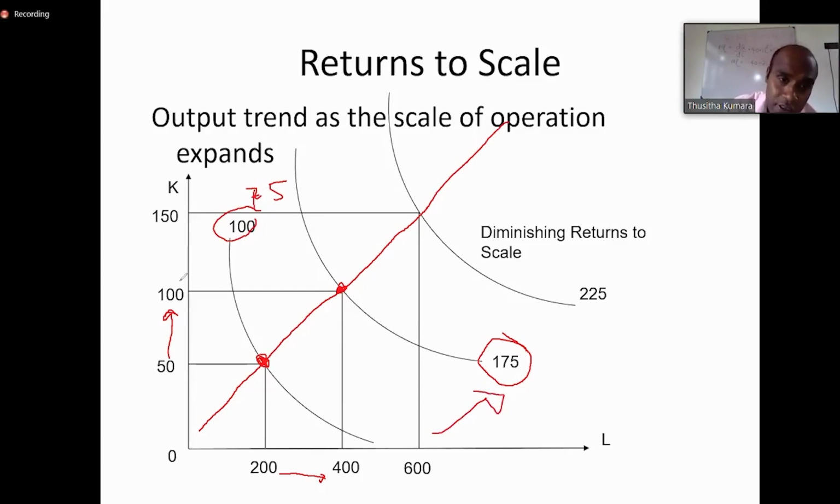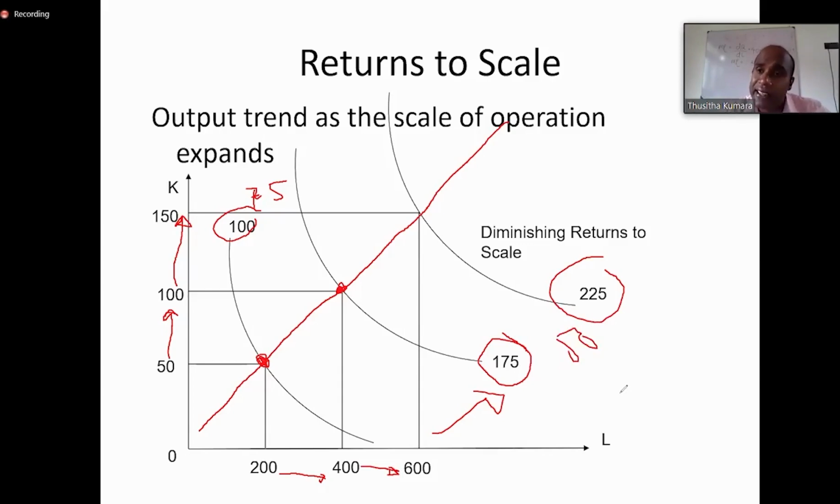We can check the next one. We will increase capital by 50%, 100 to 150. Labor also by 50%, 400 to 600. What has happened to our output? It is 225. So it is increased only by 50, which is much less than the previous. So what happened?